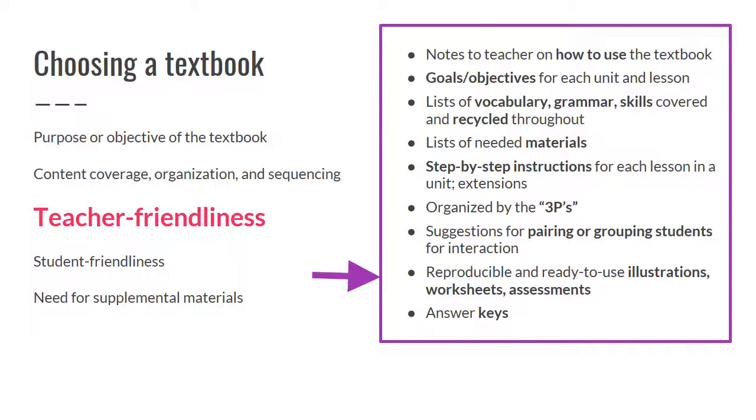Sometimes texts have a teacher's manual companion to the student text, which often includes step-by-step instructions and lesson plans already done for the teacher. Core texts also often have ancillary texts available to the teacher and contain reproducible and ready-to-use illustrations, worksheets, or assessments along with answer keys.